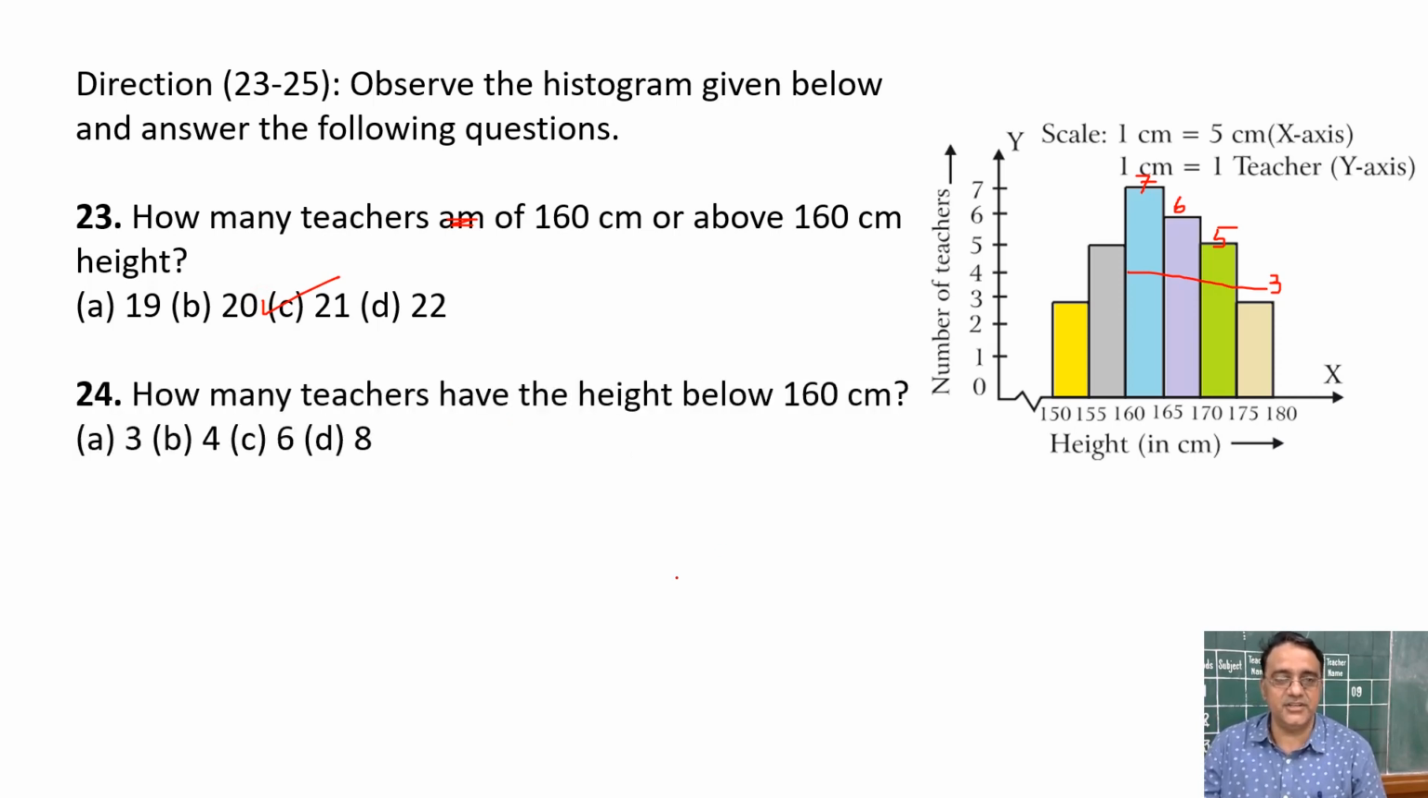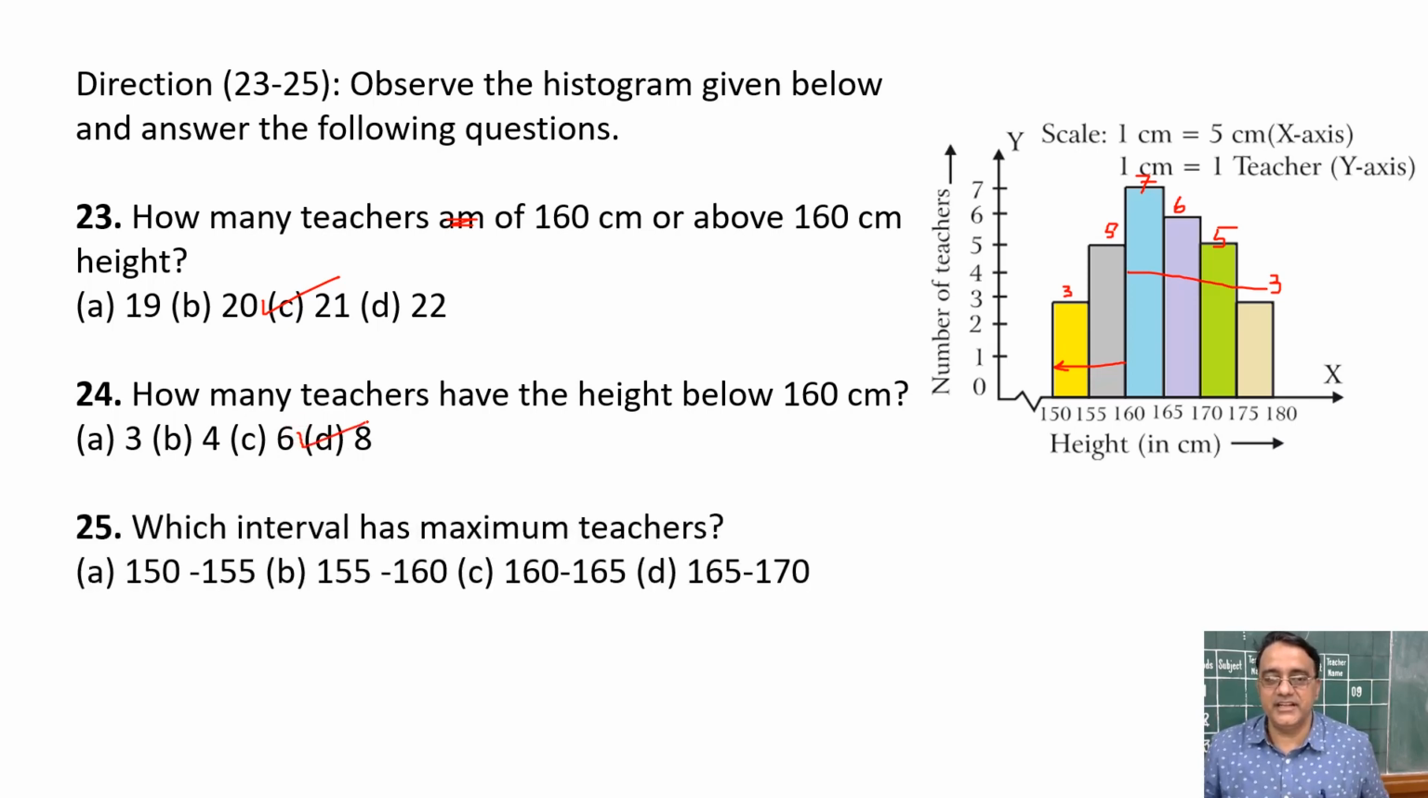Right. Next question. How many teachers have the height below 160? Below 160 means we have to add these two: 5, 3, 8. And the correct option is D. Which interval has maximum teachers? 160 to 165. Yes, 160 to 165.